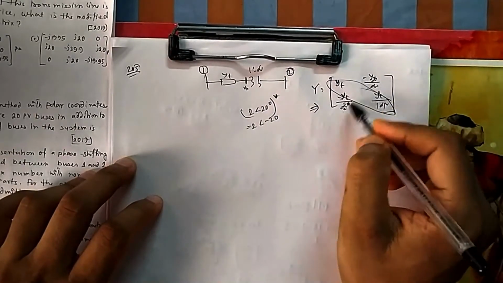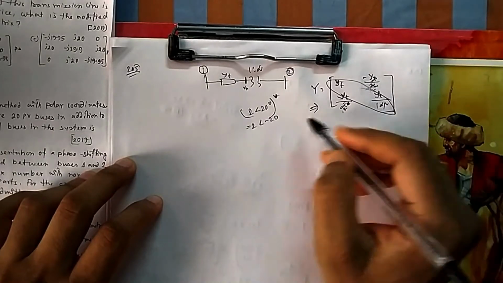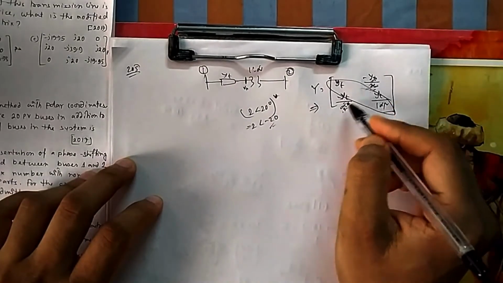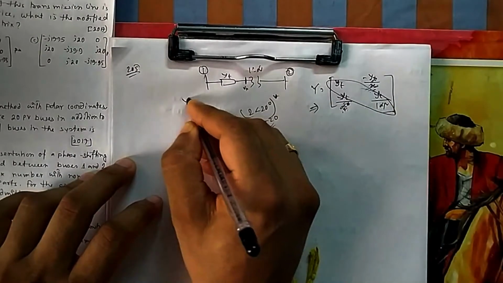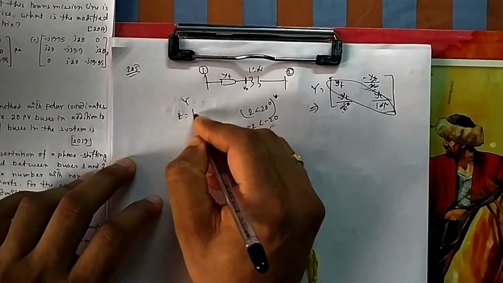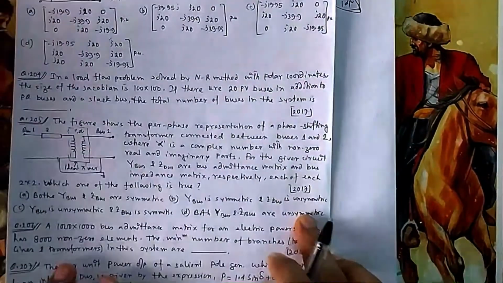It would be symmetric if alpha is a real number. If alpha is a complex number, or it has some angle part or imaginary part, then star will change it. So that's why in this case Y is not symmetric. Since Y is not symmetric, Z is nothing but Y inverse. So Z will also not be a symmetric matrix. So Y and Z both are not symmetric. That is your option D.